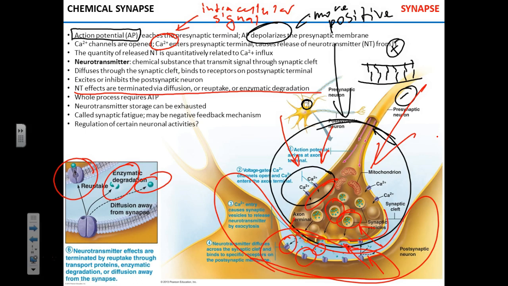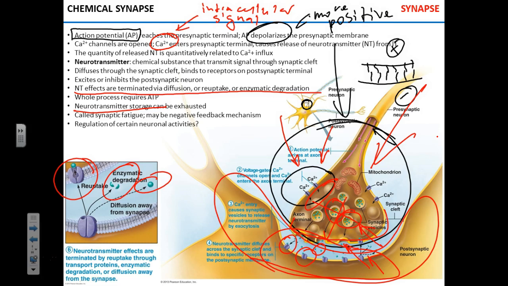Neurons make neurotransmitter. And that's the point, because if the signal is too strong, if there's too much stimulation, then neurotransmitter storage can be exhausted. Pretty much the presynaptic terminal runs out of neurotransmitter. Does that make sense to you? This is called synaptic fatigue.